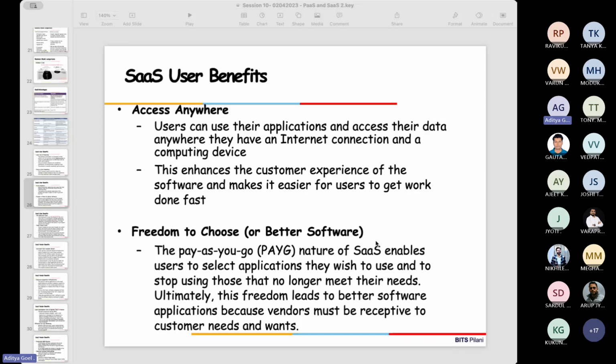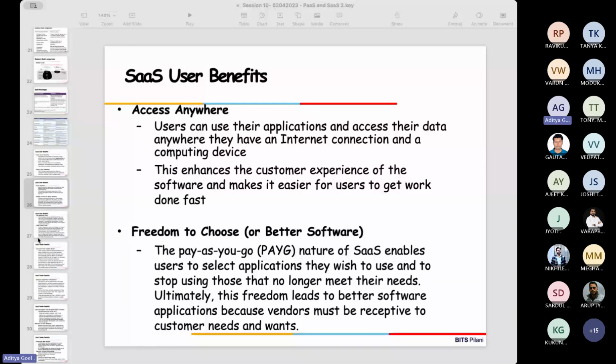So freedom to choose is the next one. The traditional model generally would be tied up with the licenses which you have purchased, for a number of years. But in the case of SaaS, it is not so. Since you go with the pay-as-you-go nature of SaaS, it enables us to try different software, and if we find something better, we can always move to it. Here subscriptions would be on a monthly basis and not on an annual basis.